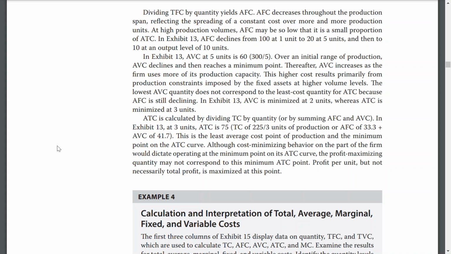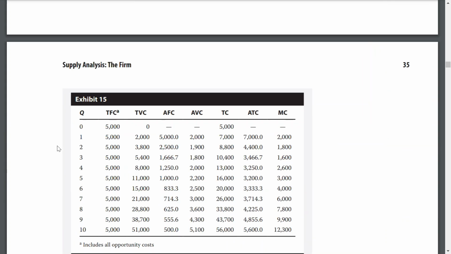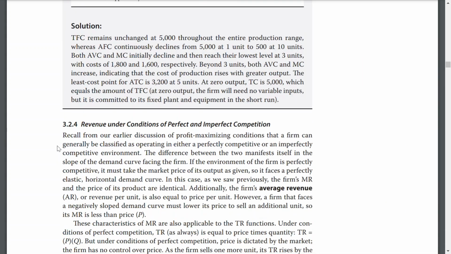In Exhibit 13, the average variable cost is minimized at 2 units, whereas average total cost is minimized at 3 units. Average total cost is calculated by dividing total cost by quantity, or by summing the average fixed cost and the average variable cost. In Exhibit 13, at 3 units, average total cost is 75. Total cost is therefore this. Okay, so here's example 4. There isn't a lot to talk about, just literally examples.